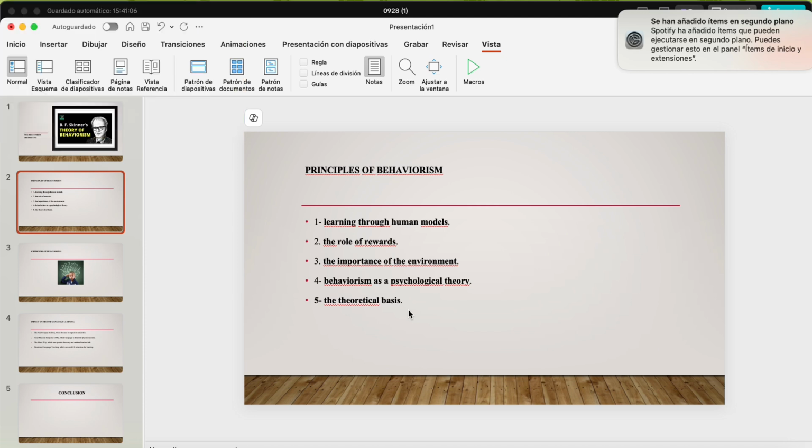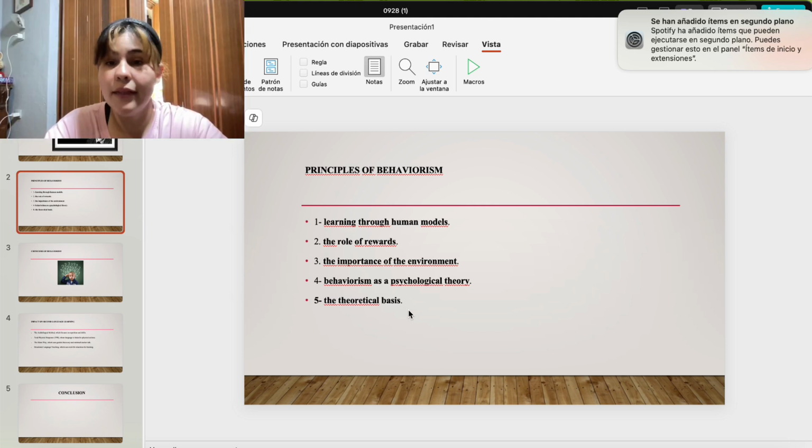And finally, the theoretical basis. Behaviorism explains learning as a process of stimulus, response, and reinforcement. In other words, all learning is seen as forming habits through repetition and rewards. For example, when a child says dog after seeing one, the parents smile and say, yes, that's a dog. The child feels rewarded and repeats the word, turning it into a habit.